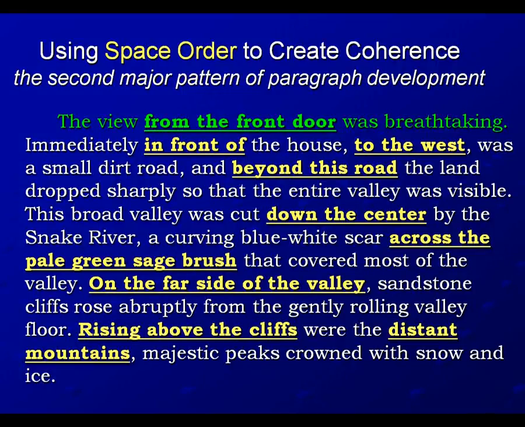This broad valley was cut down the center by the Snake River, a curving blue-white scar across the pale green sagebrush that covered most of the valley. On the far side of the valley, sandstone cliffs rose abruptly from the gently rolling valley floor. Now we're looking even beyond the far side of the valley. Rising above the cliffs were the distant mountains, majestic peaks crowned with snow and ice. So this coherent arrangement in space order was from near to far.